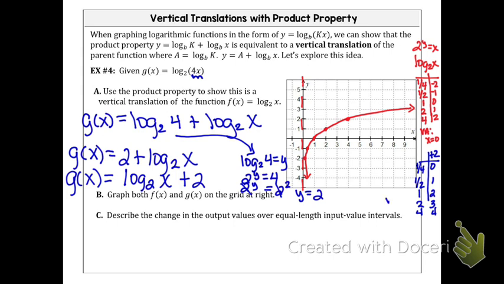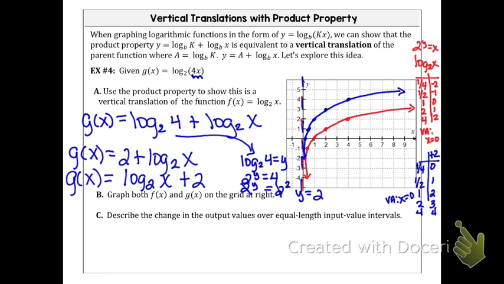And my vertical asymptote doesn't get affected because it's an x value. So my vertical asymptote is the same. Now we're at 1/4, 0. 1/2, 1. 1, 2. 2, 3. And then 4, 4. And we can see here that it's the exact same graph, but everything's been moved up 2.